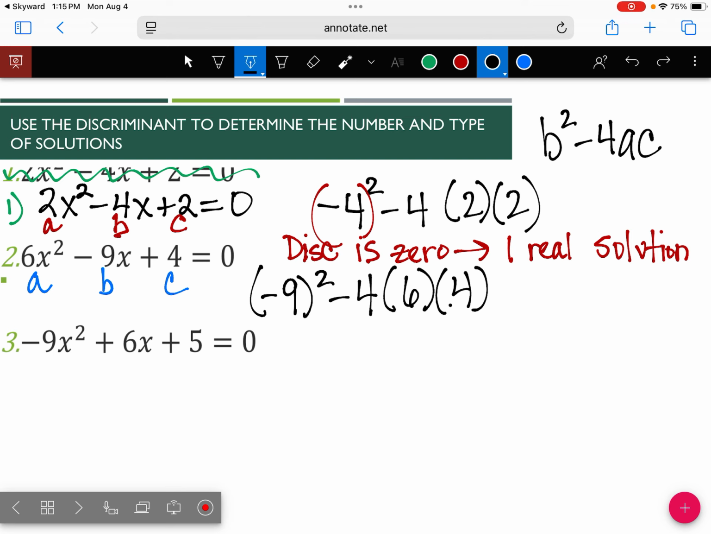The square is not included in the parentheses. Nope, it has to be on the outside.